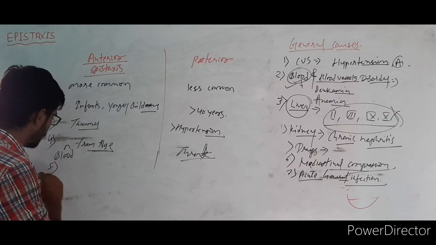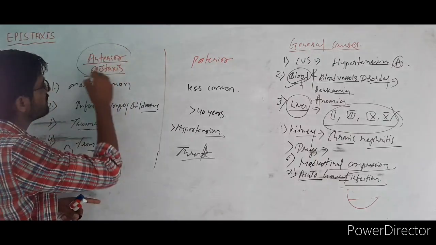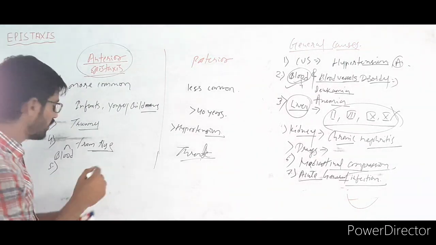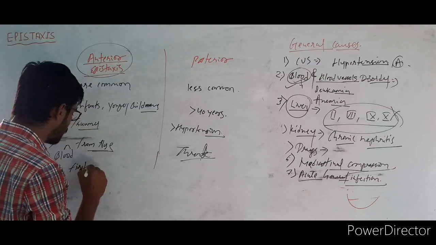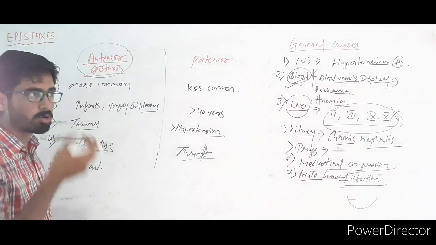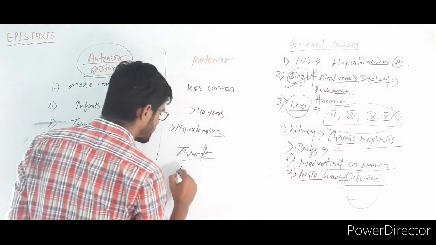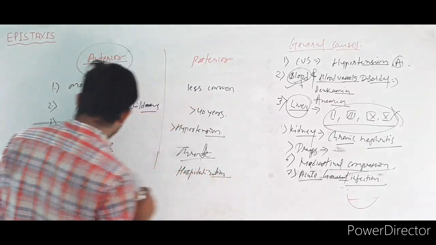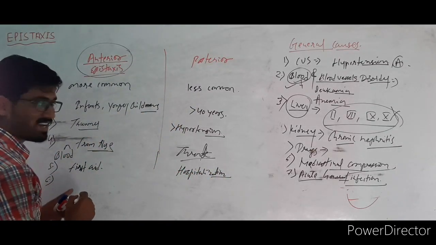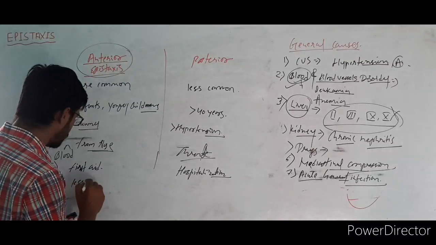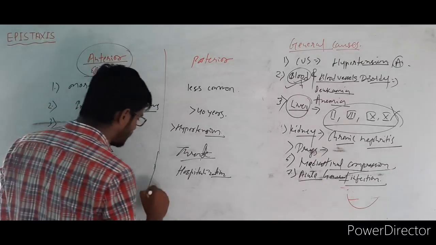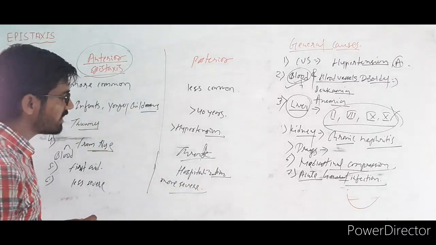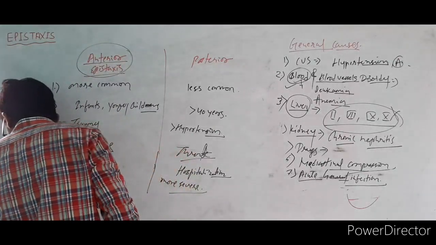Now in the treatment, anterior epistaxis we can manage with normal treatment like first aid. Okay, cold compression we can give, or pinching the nose. But here hospitalization is needed. Right? And this is less severe, but this is more severe. Am I right? So these are all the differences between anterior and posterior epistaxis.